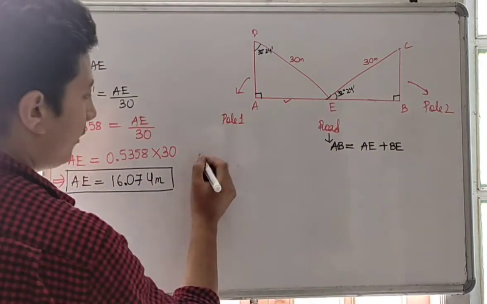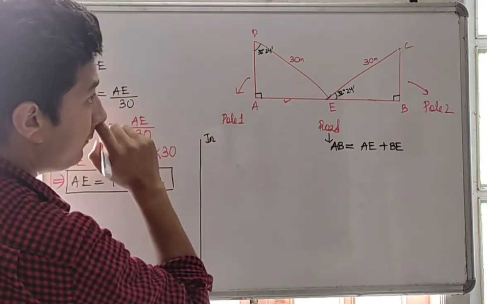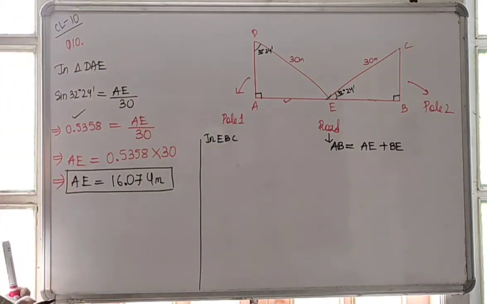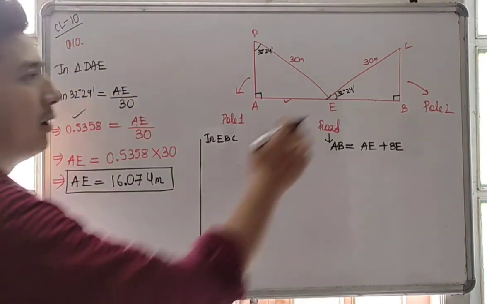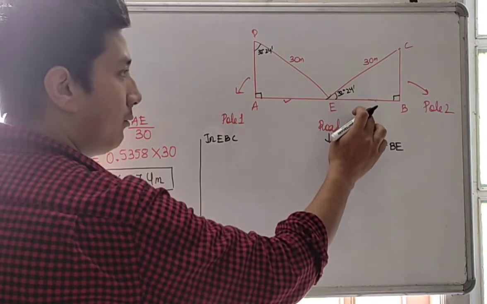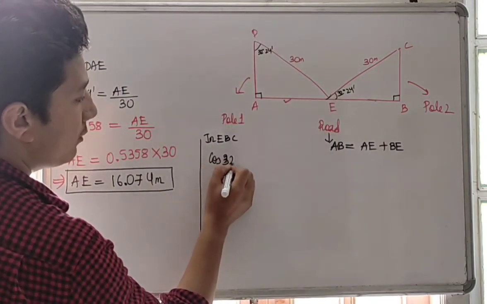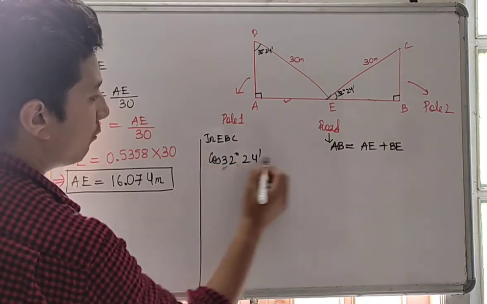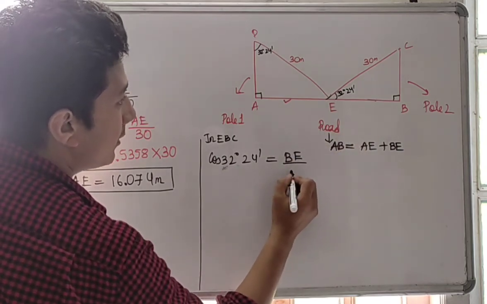So in right angle triangle EBC, which formula can I use? Sine is not applicable. Tan is not applicable. Cos, which is base by hypotenuse, is applicable. So I have to use cos 32 degrees 24 minutes equals BE by hypotenuse, and the hypotenuse is 30.